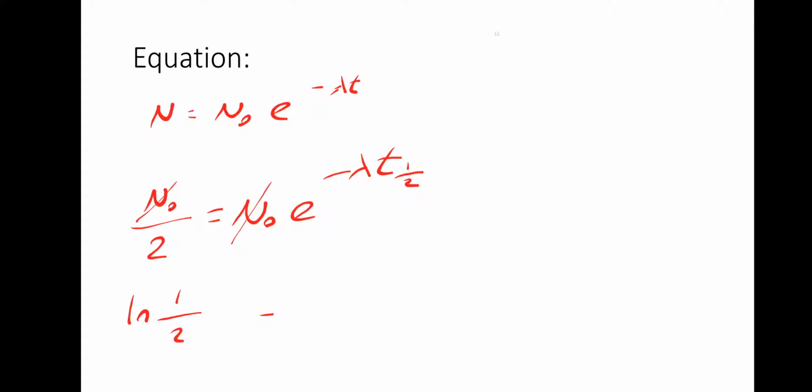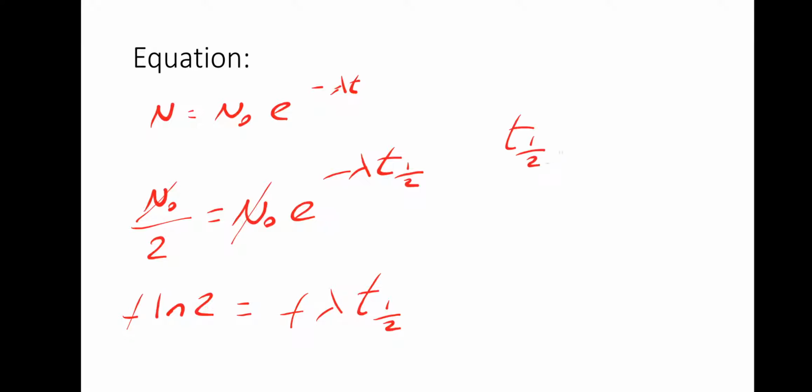So to get rid of e, we're going to take logs on both sides. So log of a half is minus log 2, equals minus lambda times the half-life in terms of time. Negatives cancel. So the half-life is equal to log 2 divided by the decay constant.